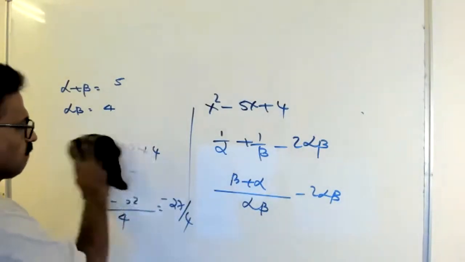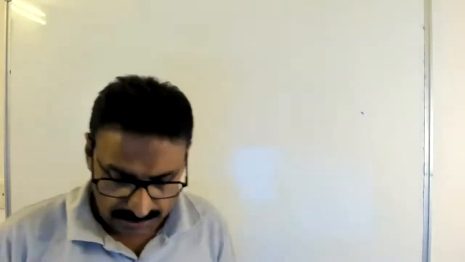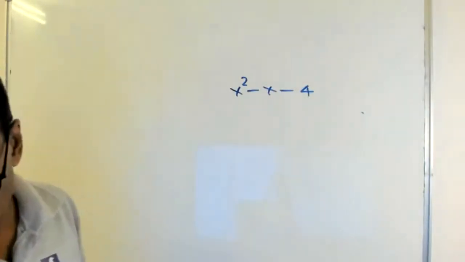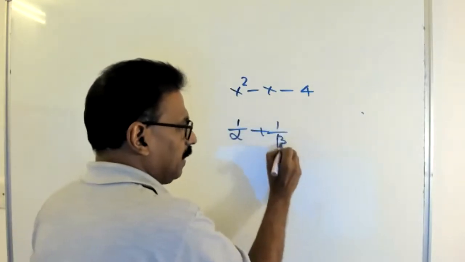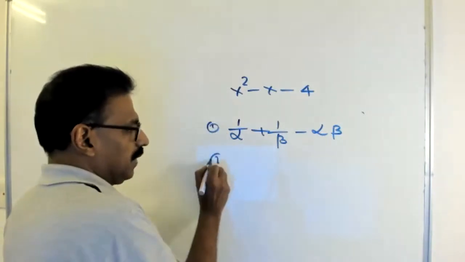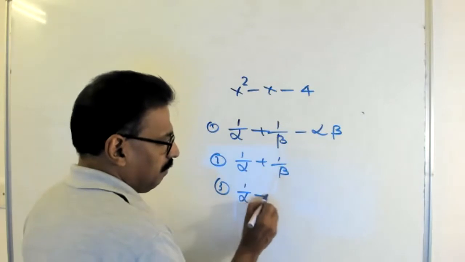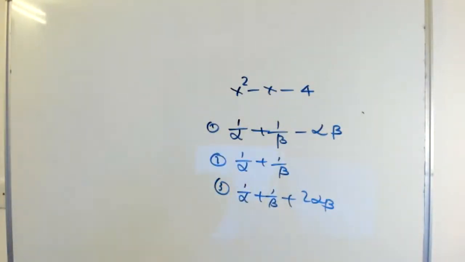Okay, so next question. Alpha and beta are the zeros of the quadratic polynomial x square minus x minus 4. Find the value of 1 by alpha plus 1 by beta minus alpha beta. Second one, 1 by alpha plus 1 by beta. Third, 1 by alpha plus 1 by beta plus 2 alpha beta. Okay, try this.